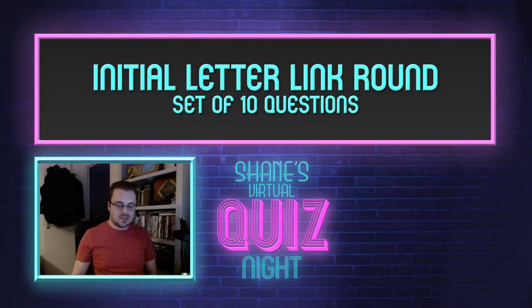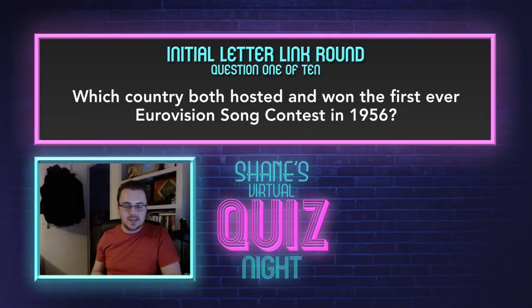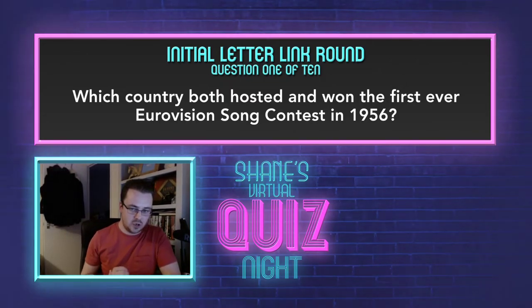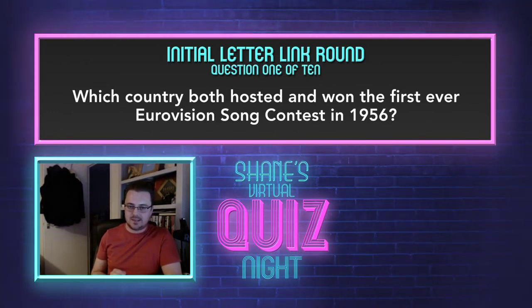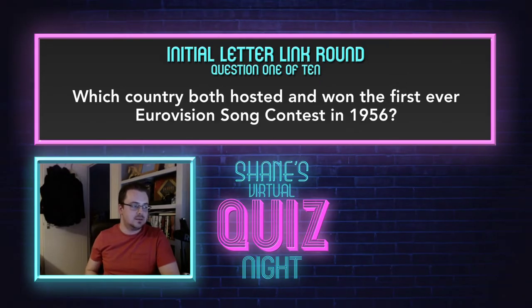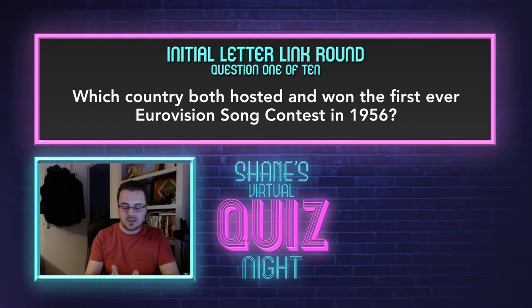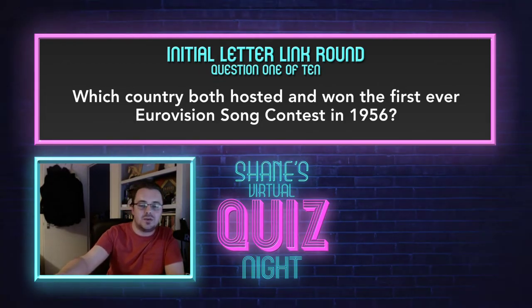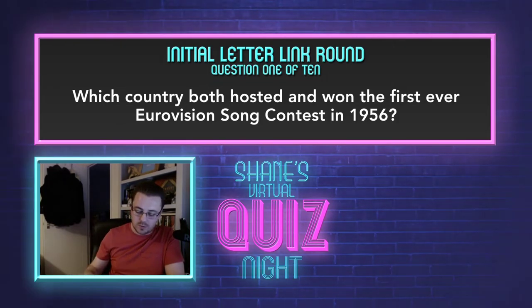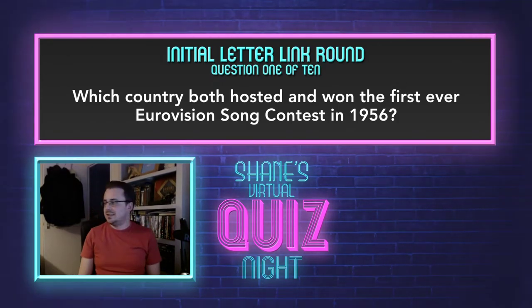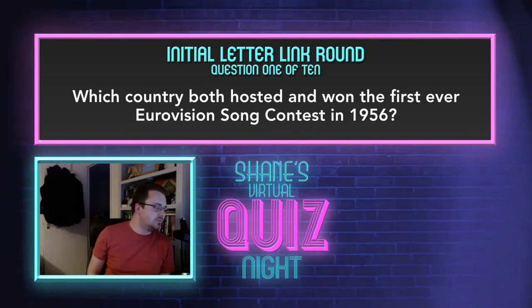Okay, so it's 10 questions. Your first one is question 1. Which country both hosted and won the first ever Eurovision Song Contest in 1956? So with the rules of this round, whatever country that is, whatever letter that country begins with, will make up the answer to your 10th question. It will make sense when we get to question 10. I promise.